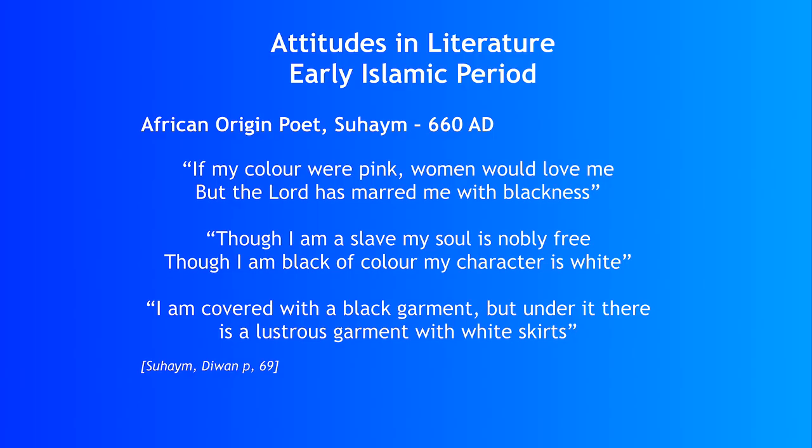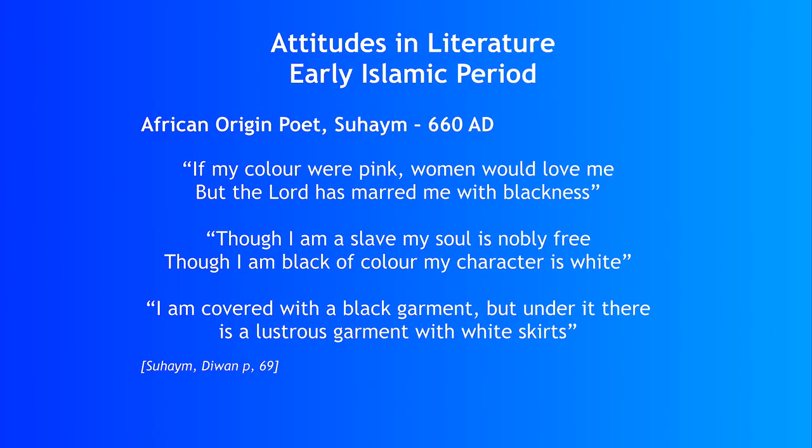And now we get into early Muslim literature. And when we look at early Muslim literature, we see this coming up in the beginnings of 660. Now let's go back onto the slides again. This attitude is reflected in the early Islamic period with the African-origin poet named Suhaym in 660. Look and see what he says. Now this is an African himself. Look and see what he says.